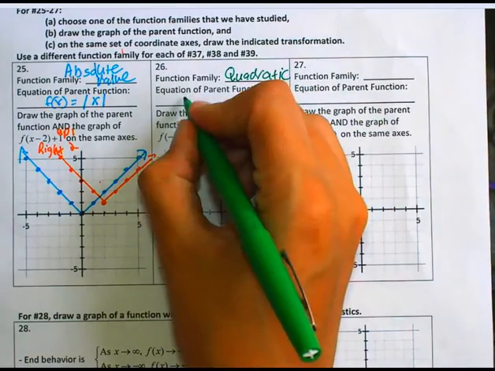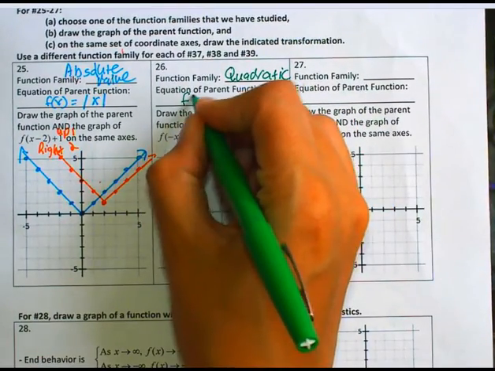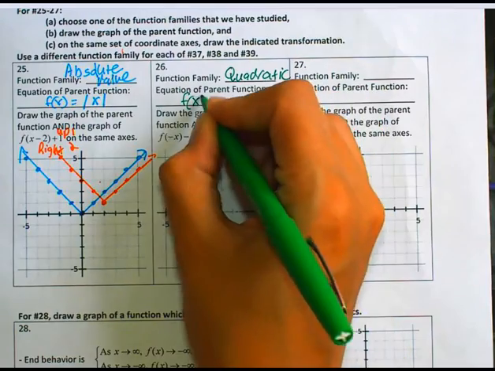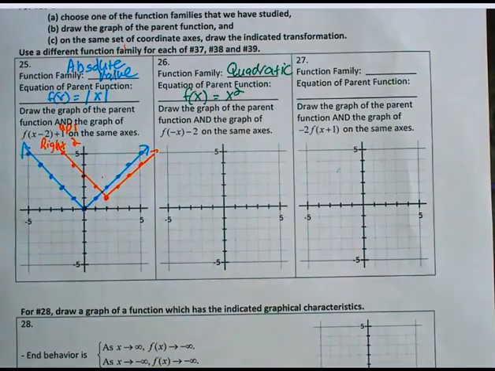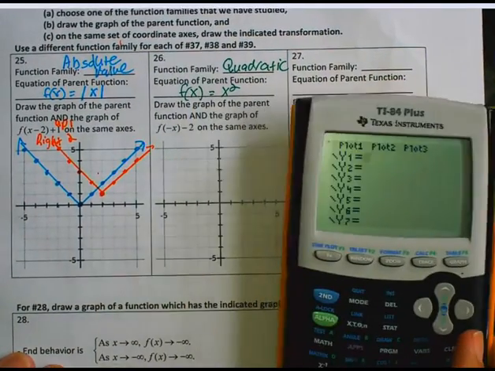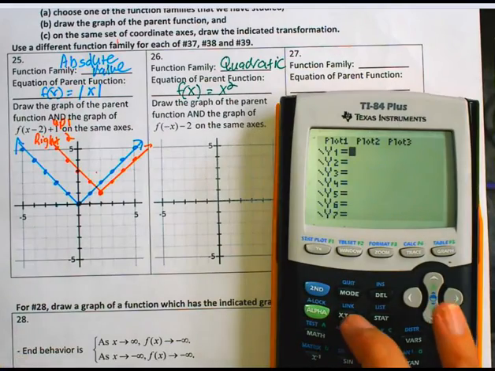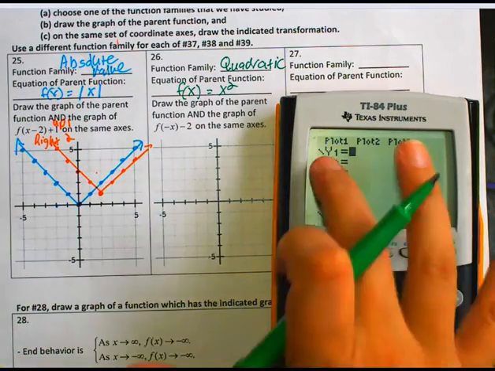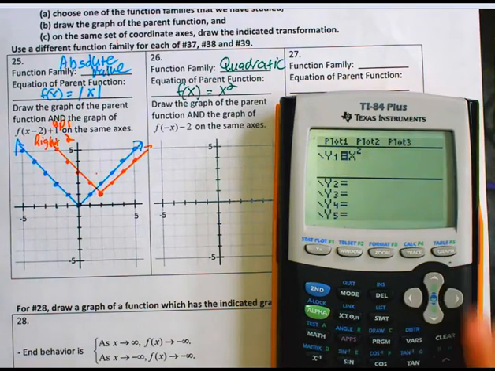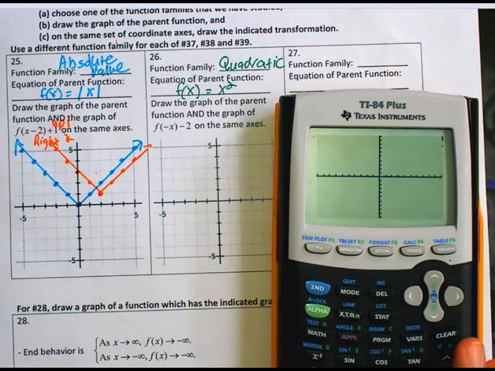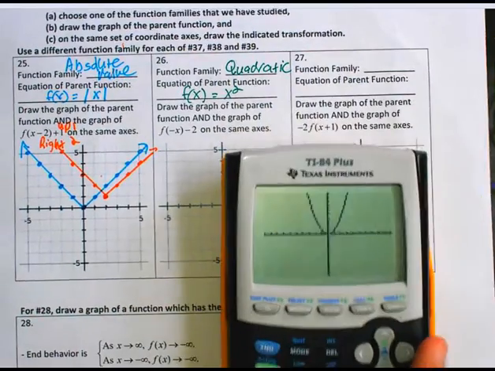Okay, my parent function of a quadratic, the parent function equation, is f of x equals x squared. All right, I'm going to go ahead and put that into my calculator because I want to see that graph, just to make sure I'm doing it right. So we know f of x, which is y, equals x squared. Going to graph. Okay, we have our nice parabola.